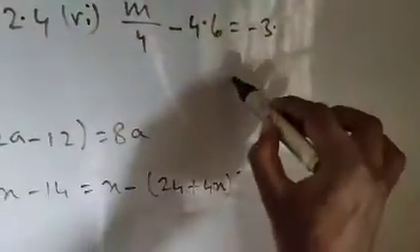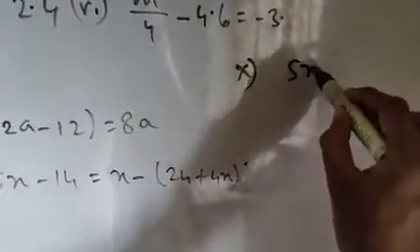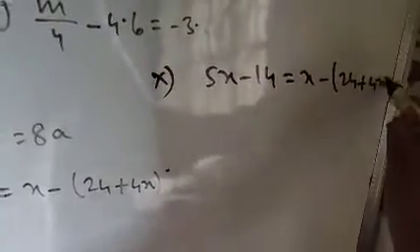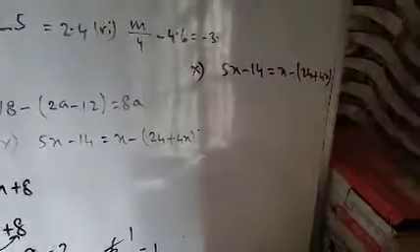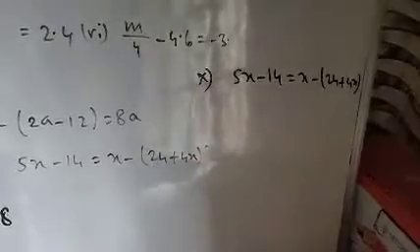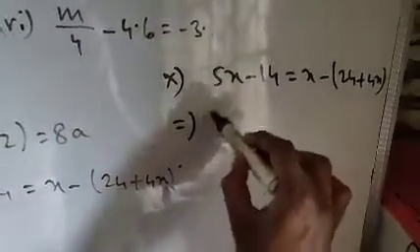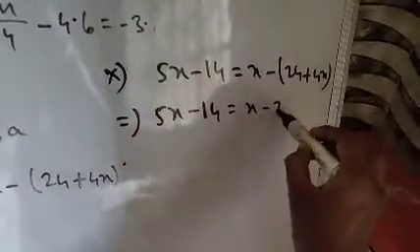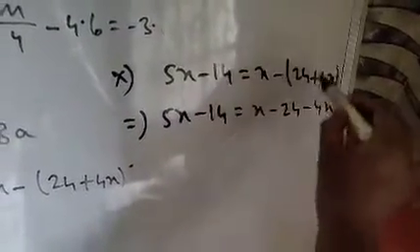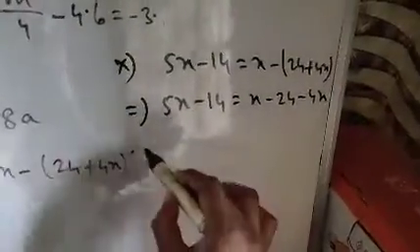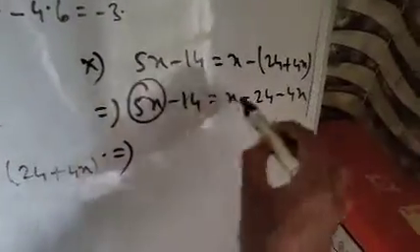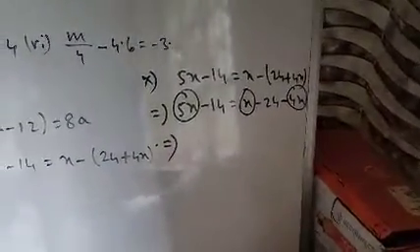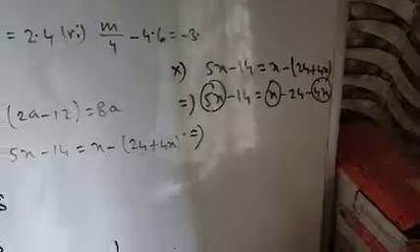Next, last question, number 10. The equation is 5x minus 14 equals x minus 24 plus 4x. Now just open this bracket portion: x minus 24 minus 4x, minus and plus gets minus. Now there is 5x, there is x, there is 4x. These three belong to the same variable, therefore they need to be together.